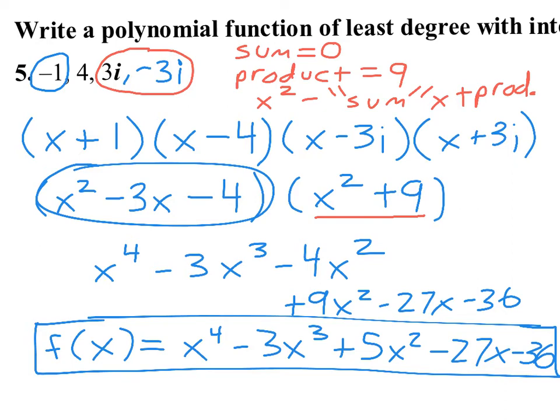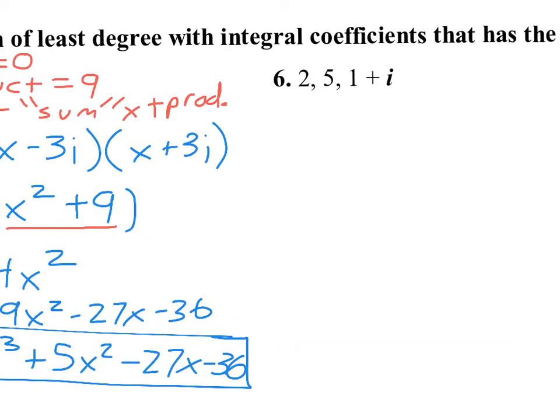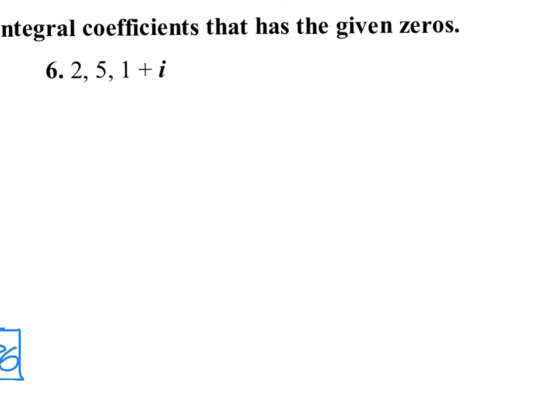Okay, so now the shortcut for number 6 is going to save us a lot of time. So we know that, I'm going to write the f of x right now. We know that if 2 is a root, then we have the binomial x minus 2. And if 5 is a root, the binomial is x minus 5.